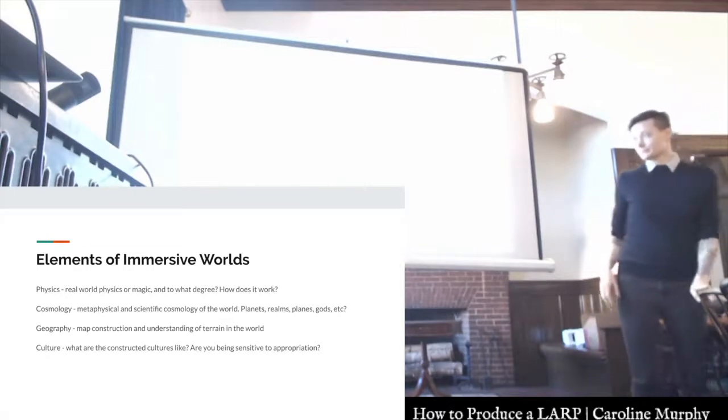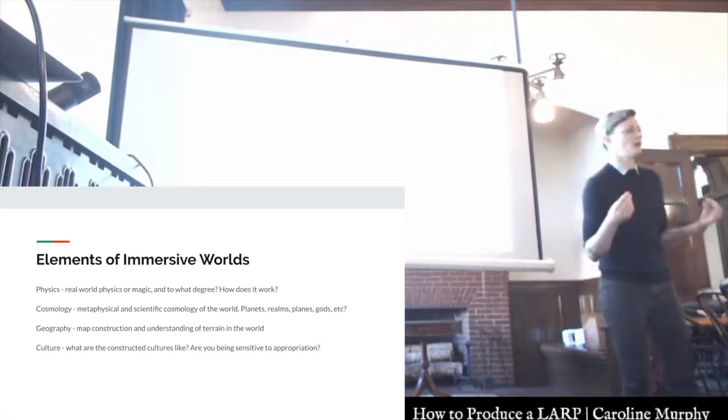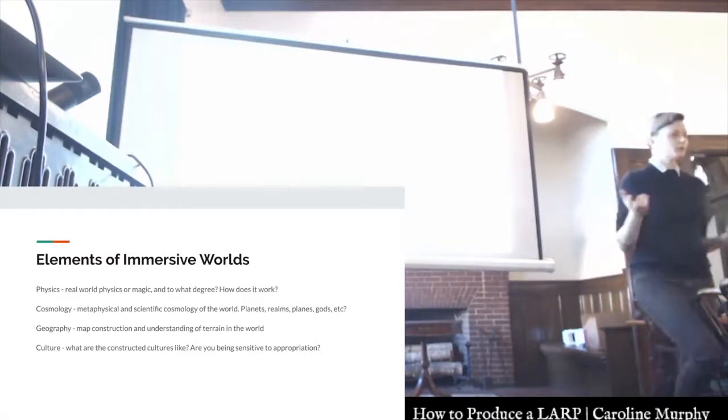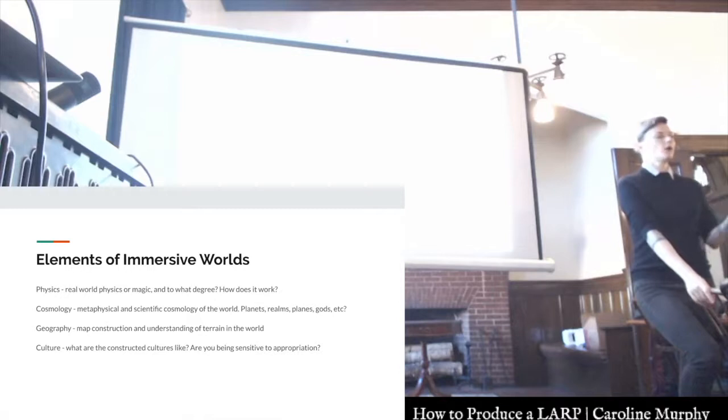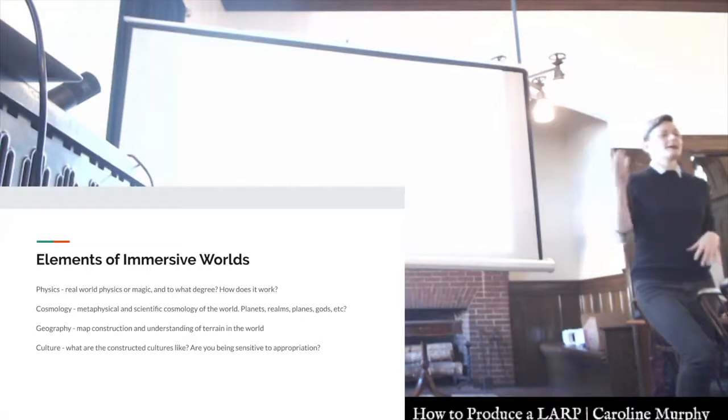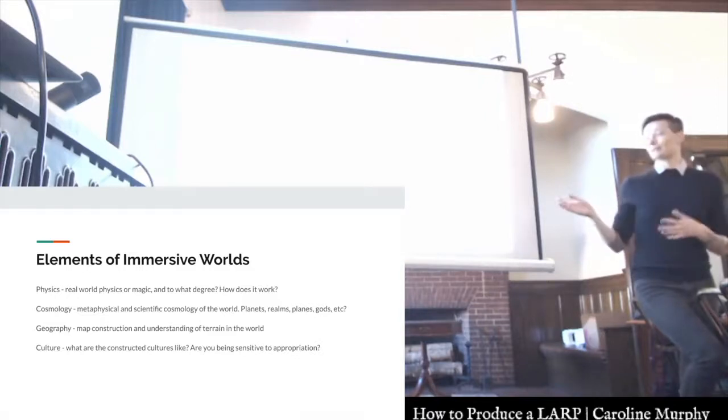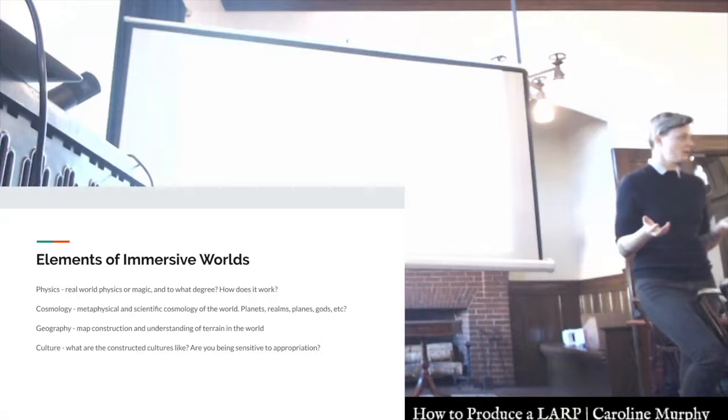And then culture. So what are the constructed cultures like? And here I'll add a note: be sensitive to the idea of appropriation, and be careful about how you're designing those things. Think about, am I drawing from only Western European culture here? Maybe there's a broader brush that I can be painting with. Maybe I can look at other types of cultures. Maybe I can take influence from these different things, but make sure you're doing it in a respectful way and that you're not appropriating or marginalizing or belittling other cultures. This is a really, really hairy topic, and it can be extremely difficult to do.